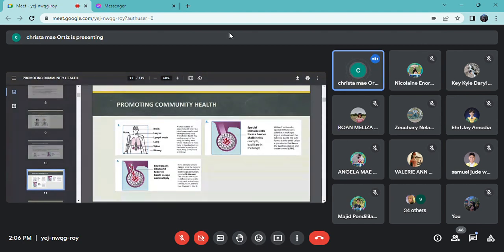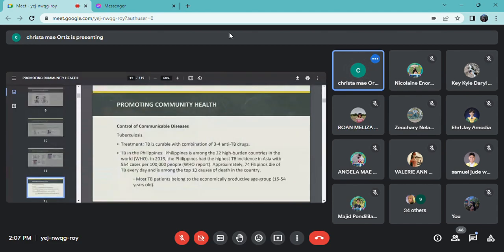Pero kapag strong na ang infection natin, kapag hindi na siya maka-keep up with the tubercle bacilli, ito na yung mag-rapidly multiply na si TB. This process can occur in different areas in the body. It could be in the lungs, kidney, brain, or sa bone.